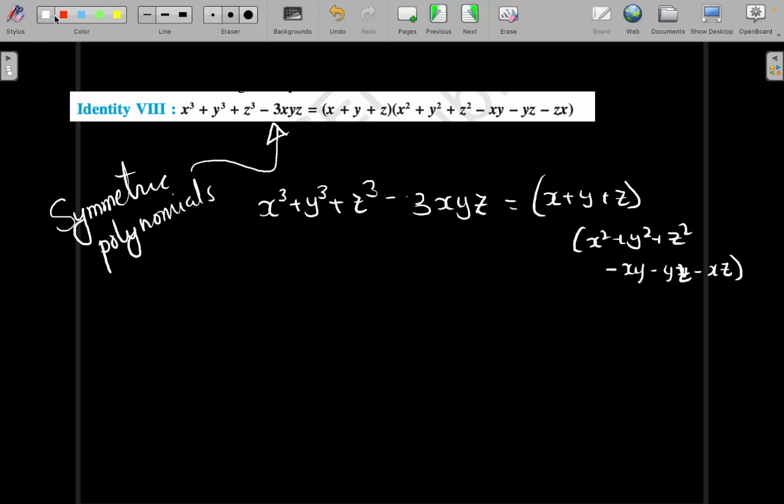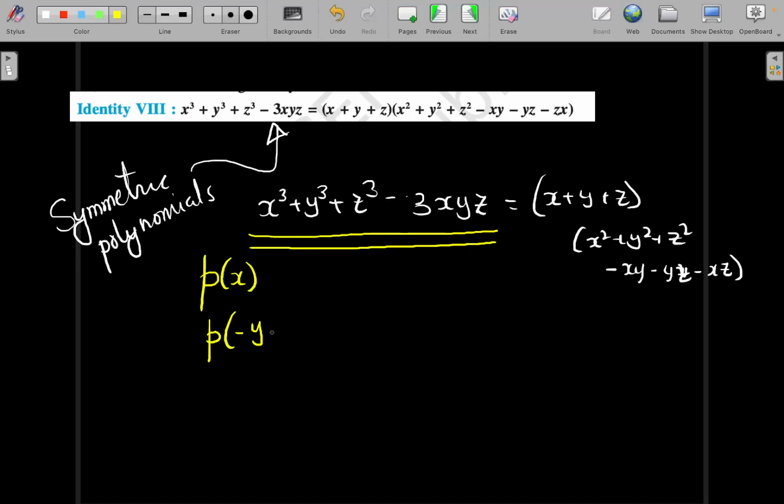Now I'll give you a very crude explanation for this, for the time being. You can consider this as a polynomial in x, and I'm going to find out p of minus y minus z, and basically I'm using the factorization theorem. Just to remind you of the factorization theorem, if p of a is equal to 0, x minus a is a factor. So that's what I would like to use here.